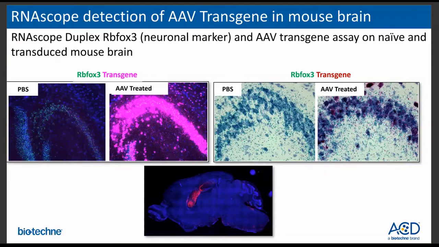sample. On the right side, this is pretty much showing the same thing in chromogenic duplex staining. And at the bottom, if you zoom out a little bit, probably around 5x, 10x magnification, you guys can see what part of the brain is being detected.